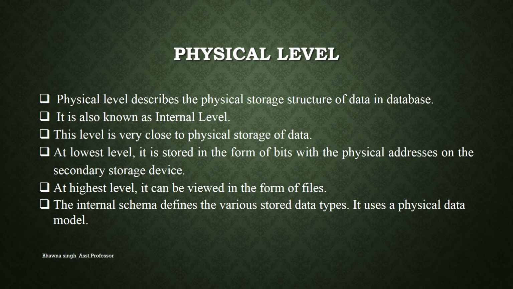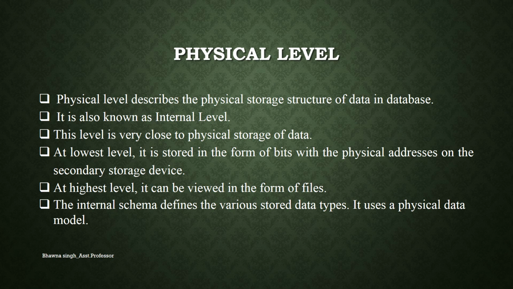Now the first level is the physical level, which is also known as the internal level. It describes the physical storage structure of data in the database, and this level is very close to the physical storage of data. At the lowest level, it is stored in the form of bits, and at the highest level it can be viewed in the form of files. That means this level describes how the data we enter into the database is actually stored. At this level, the data is stored in the external hard drives in the form of bits.